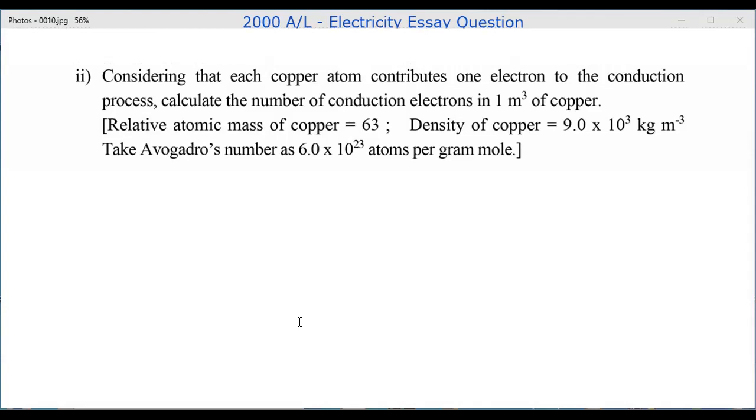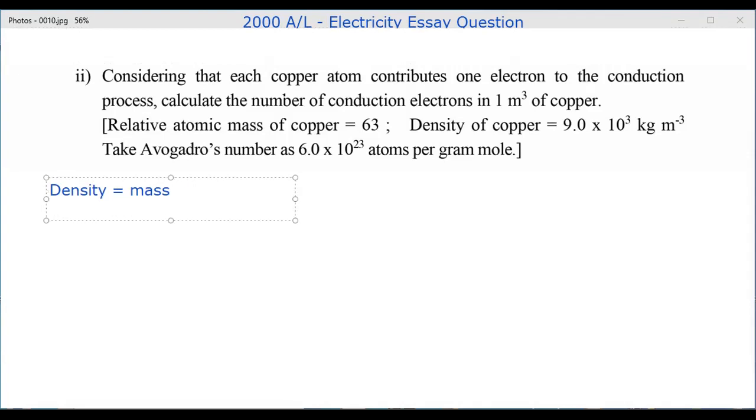To find the number of free electrons in a unit volume. So unit volume means 1 cubic meter. So let's start with the density equation. Density equals mass over volume.